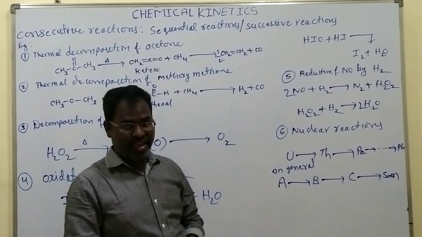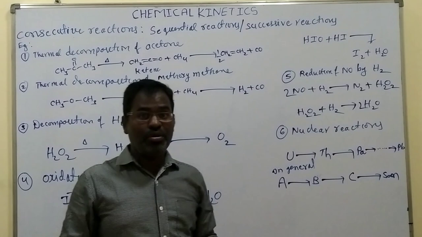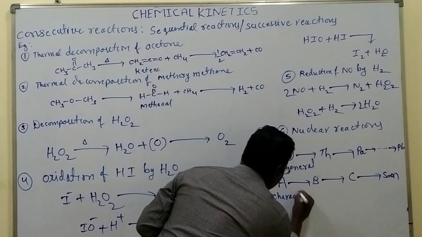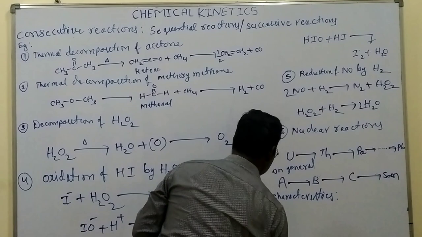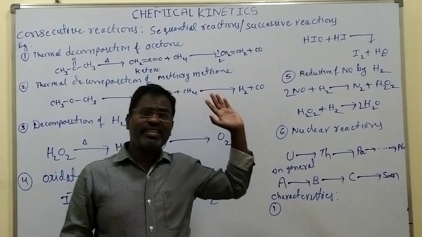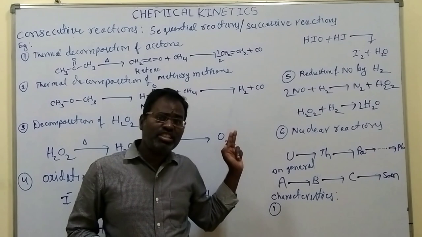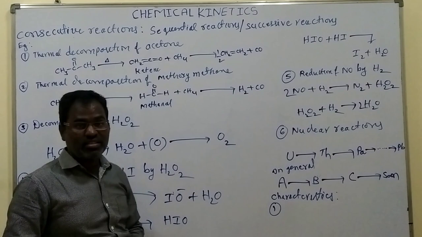And if we observe these reactions, here we have to extract two important characteristics. The first characteristic: as I told you initially, these reactions generally take place successively instead of simultaneously. Consecutive reactions generally take place successively. That is the first characteristic.